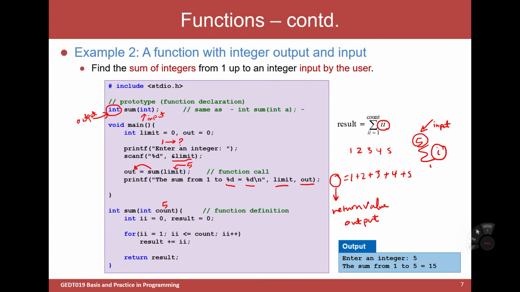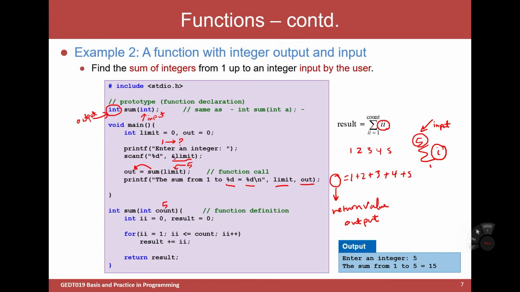Okay, now let's see the sum. What is the sum function doing? The sum function receives the count, or the limit. The limit will be received as a count here. You say, okay, why don't you put the same name? It's okay, it's up to you. You can put the same name or a different name, so you are free.